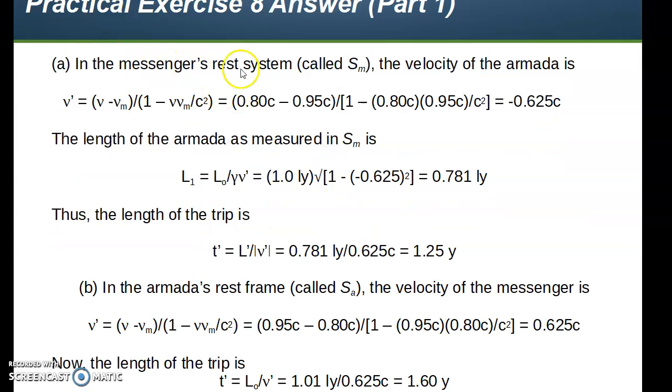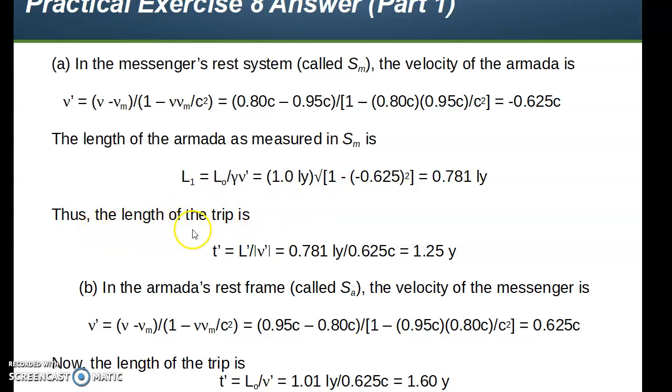So the messenger's rest system, we'll call S sub m. The velocity of the armada is v, and v prime is v minus v of the messenger, over 1 minus the two of them multiplied together, divided by c squared. So it's 0.8 minus 0.95c, over 1 minus 0.8 times 0.95 divided by c squared. So that equals minus 0.625c. So the length of the armada is, again, we have to use the Lorentz factor here, and that value times the length gives us 0.781 light years.